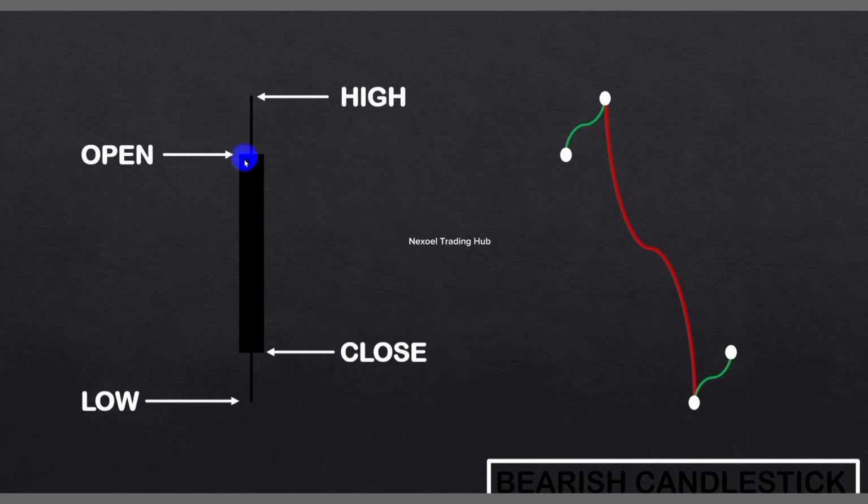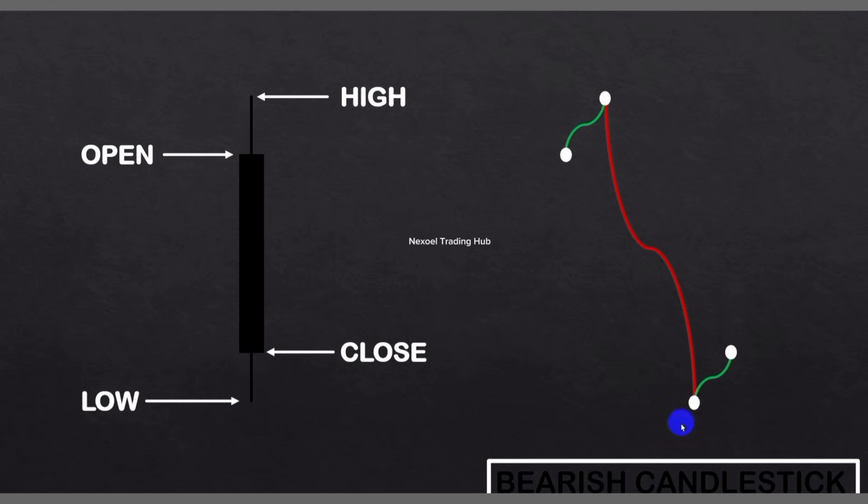So what you can now see is that for the bearish candlestick, we have the open price here. The market opened at this price level, and then we have the movement of price to the upside. Price created the high, price returned to the open price, and then price pushed to the downside and created a low, and then price returned to give us the close.